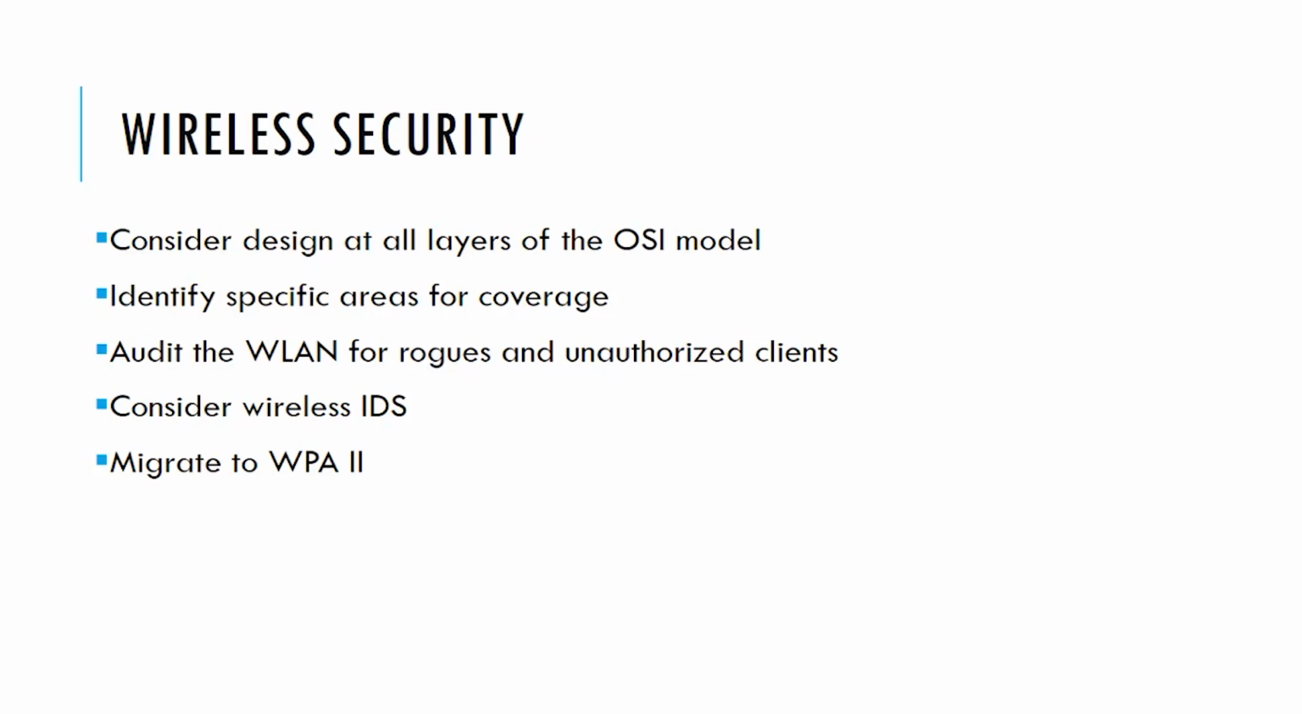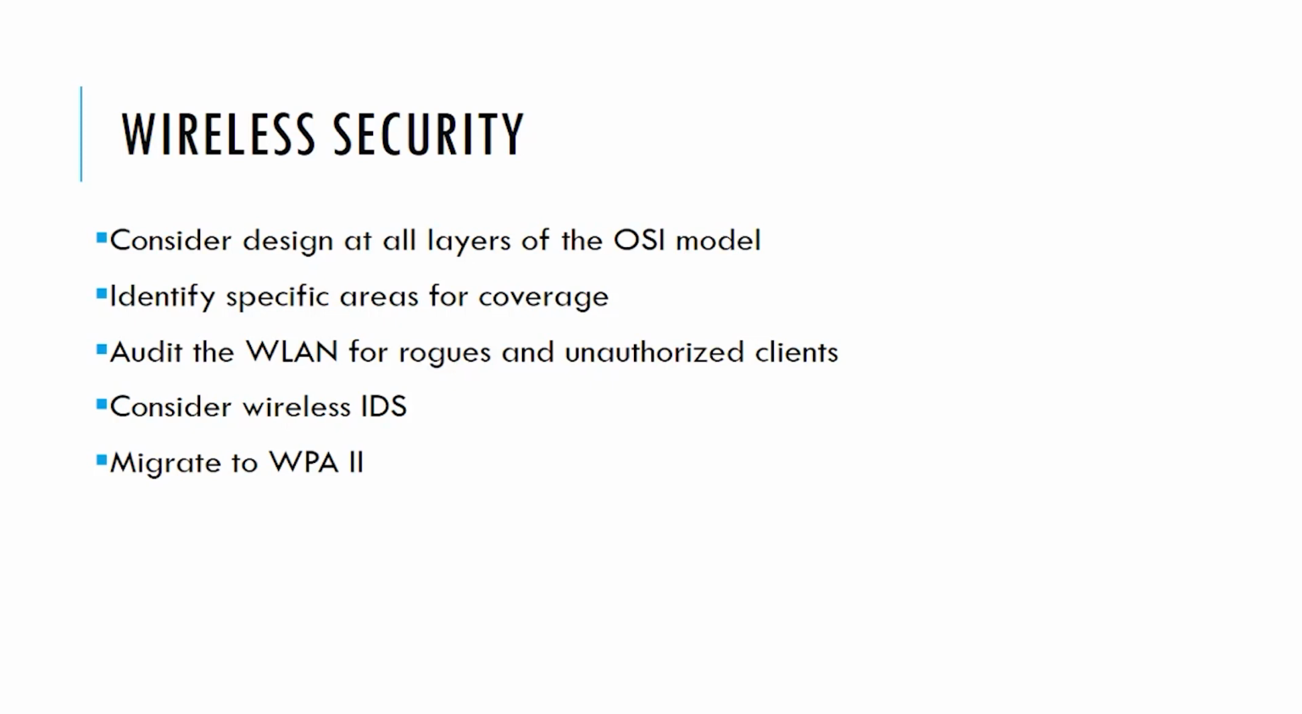You need to identify specific areas of coverage that are under control and not extending outside your premises. You should audit your wireless LANs for rogue and unauthorized clients, and rogue, unauthorized access points that have been installed without your permission, as a security specialist inside the place. You should consider deploying a wireless intrusion detection system.